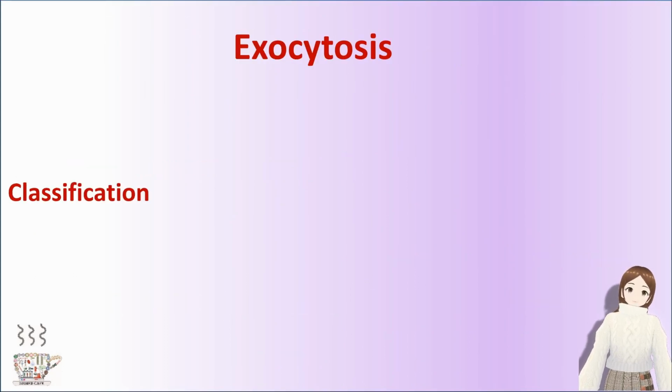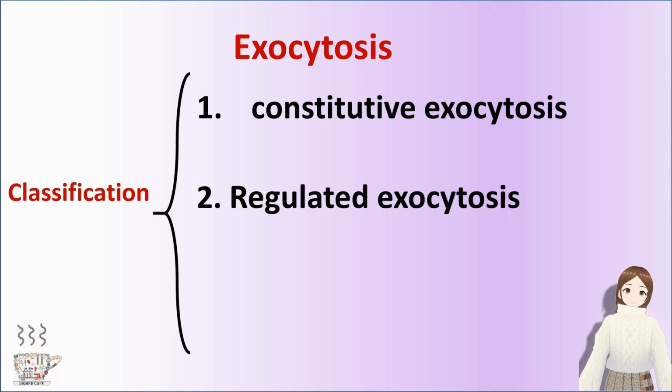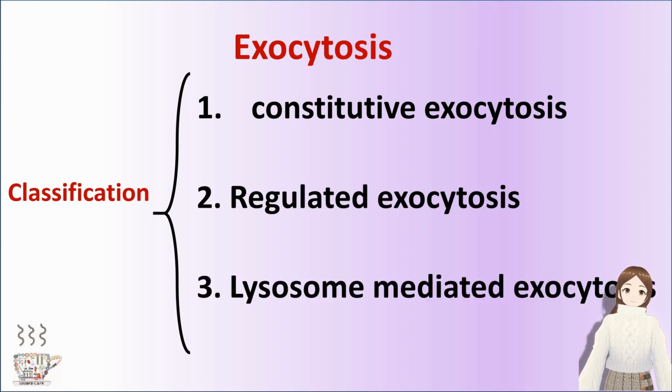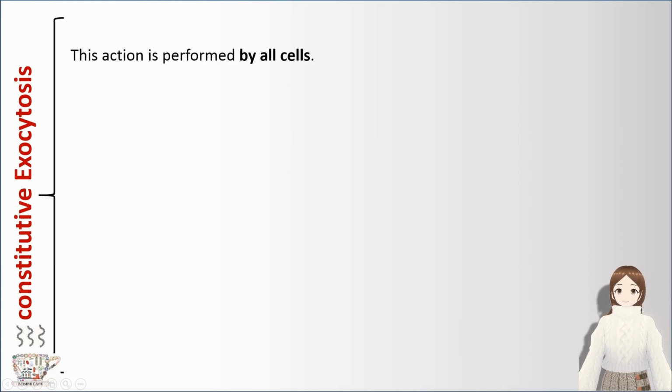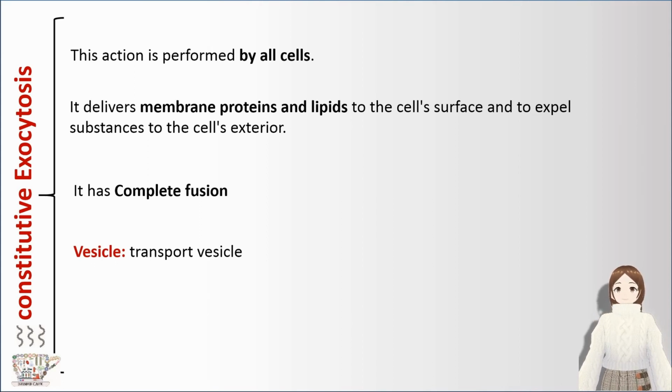Exocytosis can be divided into three subgroups: constitutive exocytosis, regulated exocytosis, and lysosome-mediated exocytosis. Constitutive exocytosis. This action is performed by all cells. It delivers membrane proteins and lipids to the cell surface and expels substances to the cell's exterior. It has complete fusion, and the vesicle in constitutive exocytosis is the transport vesicle.